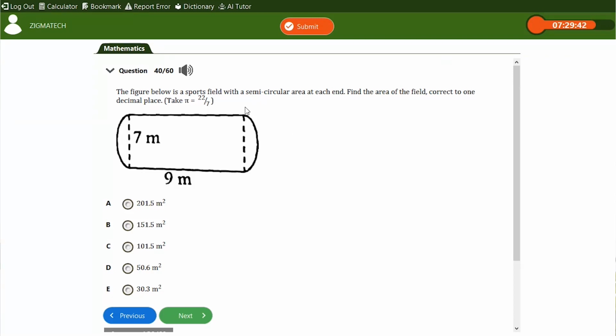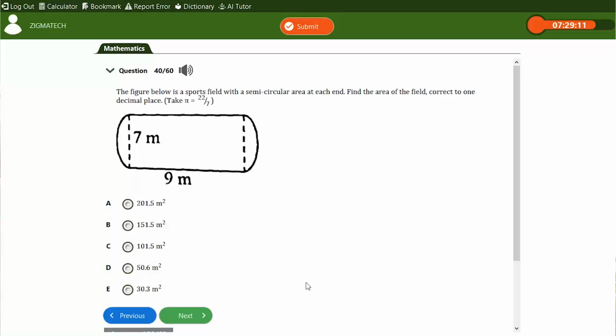And you can see it on the board, okay? So that is a sports field with a semicircular area at each end. So you can see this end here. This is a semicircle, right? Then this other end is a semicircle here. Now, they say find the area of the entire field, meaning the area where you have something like a rectangle and the area where you have a semicircle. All the area, find it. Correct to 1 decimal place, all right?